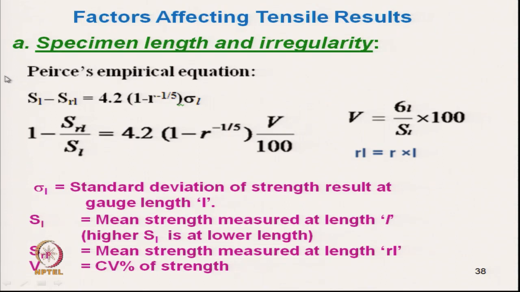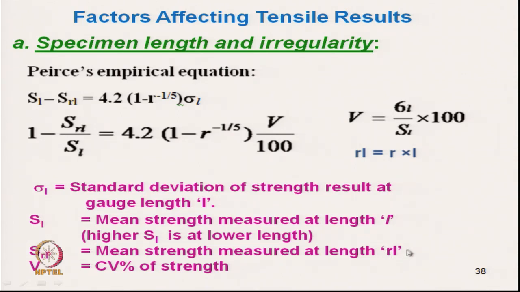SL is the length of yarn. Mean strength SL is the mean strength measured at the gauge length L. Higher SL is at lower length. So, SL is actually the mean strength of yarn measured at the length L, and SRL is the mean strength of yarn measured at length RL.